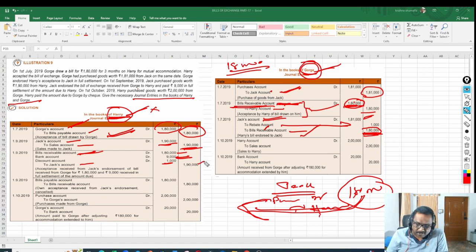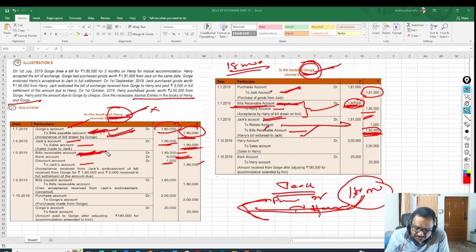Clear? Now you tell me, what is the point in showing this as a bills receivable and here as a bills payable? This bills payable, whatever he accepted, the same bill has come to him through Jack. So there is no point in showing this as a bills payable and here as a bills receivable. So let us cancel it. No point in showing that, as it is accepted by him only.